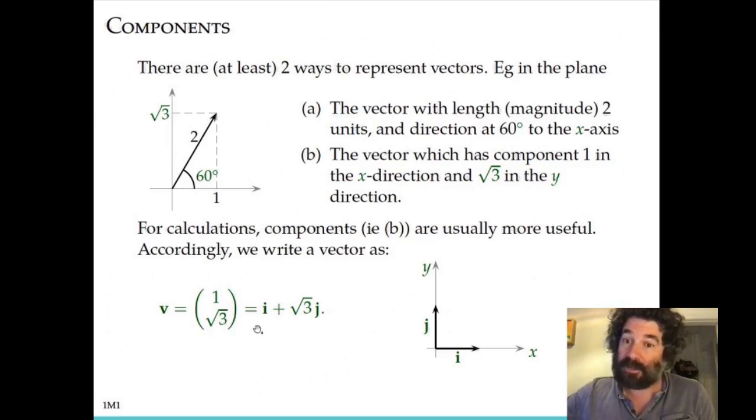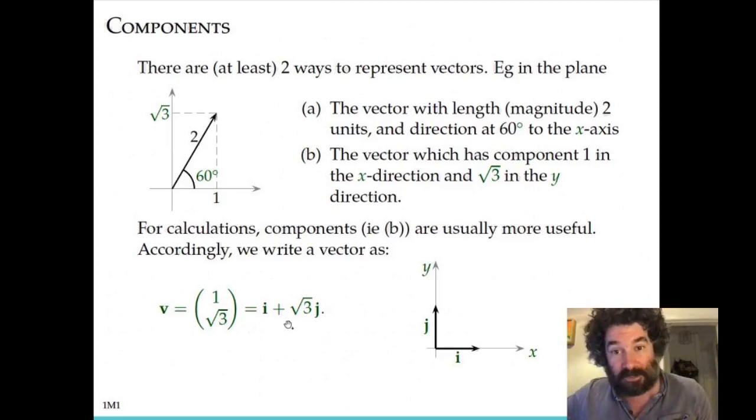An alternate notation we use sometimes is that we write the vector as a combination of what we call basis vectors, i and j. So i is a unit vector pointing in the direction of the positive x-axis, and j is a unit vector pointing in the direction of the positive y-axis. And then this vector is just i plus the square root of 3 times j. This is another notation.